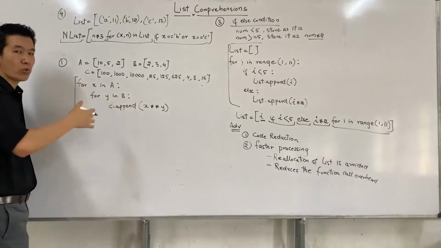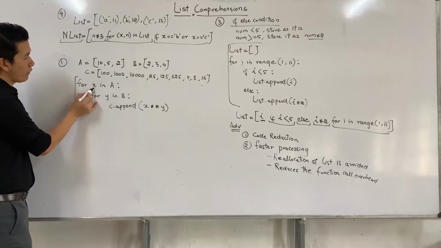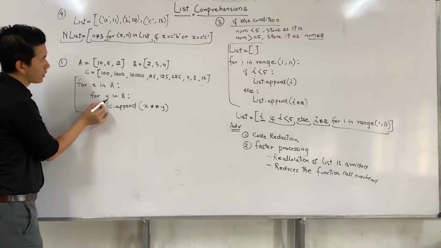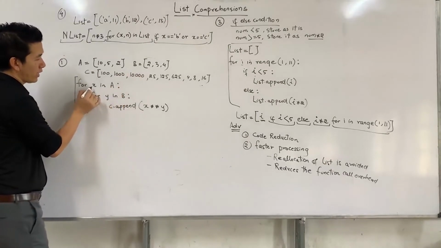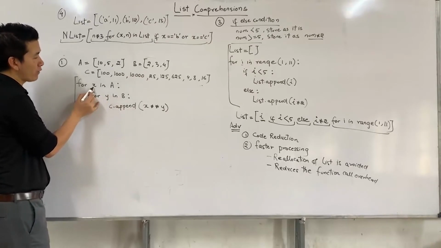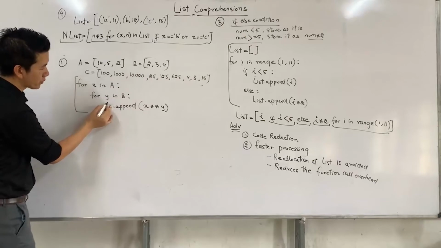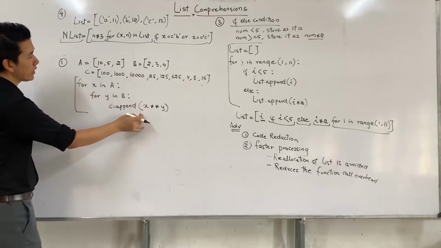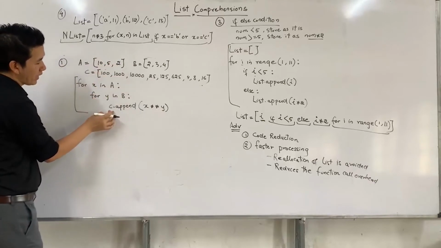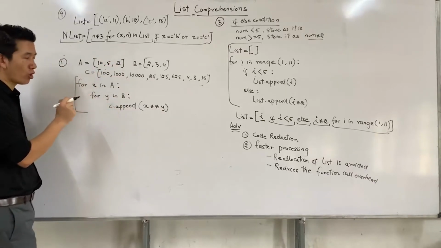If I could quickly trace the program, the first value of x will be 10, and the first value of y will be 2. X traverses in A, Y traverses in B. So the first element will be 10 raised to 2, which will be 100. And then it goes for the next value of Y. I need to finish all the inner loops.